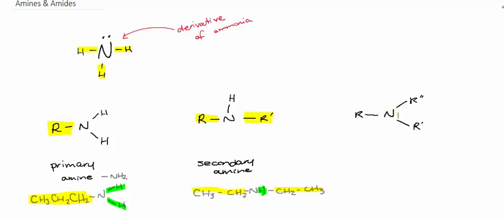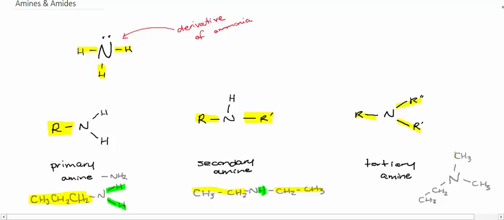In this last example, we can see that there are now no hydrogens bonded directly to the nitrogen, but instead there are three carbon chains. So this is an example of a tertiary amine. So a structure such as this one, where we've got three carbons coming directly off of the nitrogen, would be an example of a tertiary amine. Worth noting here that there are no hydrogens attached to the nitrogen.